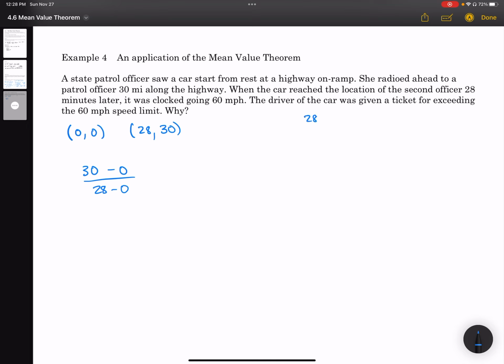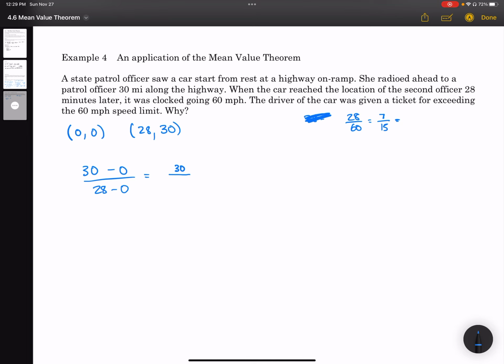Now, 28 minutes is equal to 28 over 60 of an hour. Dividing 4 into both of those, that's 7/15 of an hour. So the velocity that this person was traveling is 30 miles.